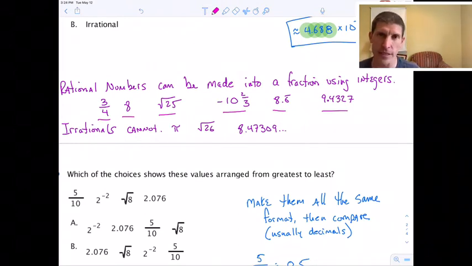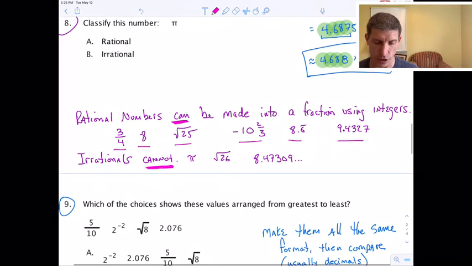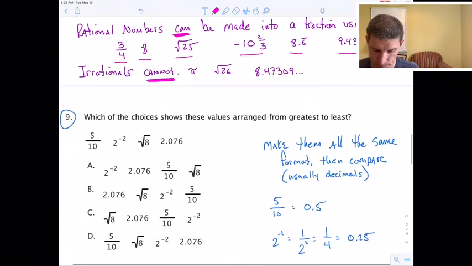Irrationals, man, they define so easily. They're simply not rationals. So if rational numbers can be made into fractions, irrationals cannot be made into fractions. And I have 3 examples here: pi, the square root of 26, and a decimal that continues on forever with no apparent pattern. So those are 3 good examples, and from there you should be able to easily choose which type of number pi or any example would be.